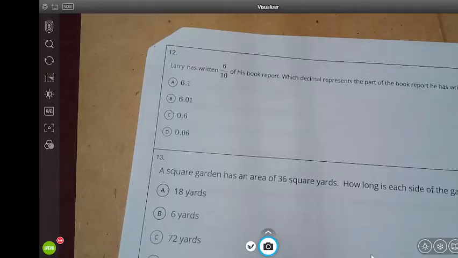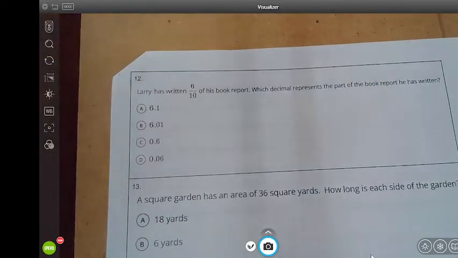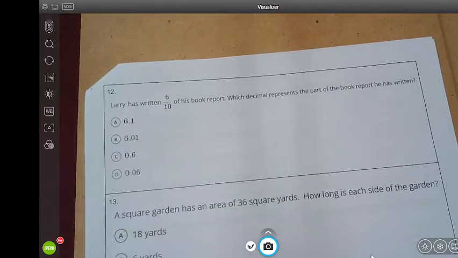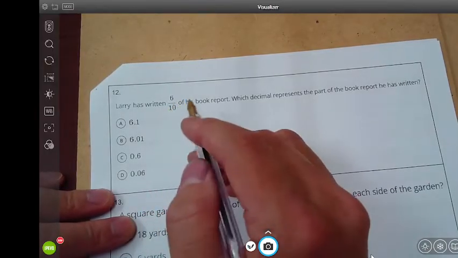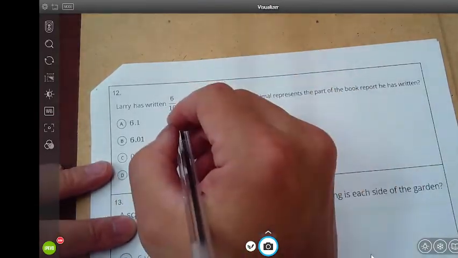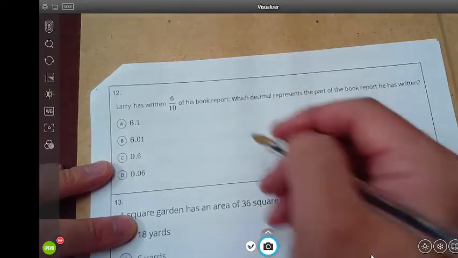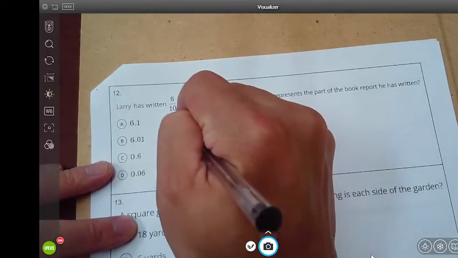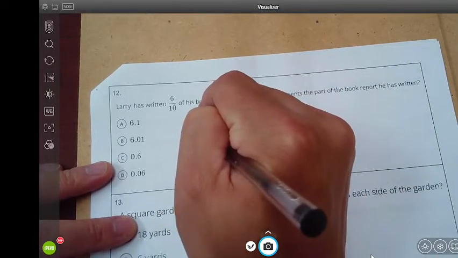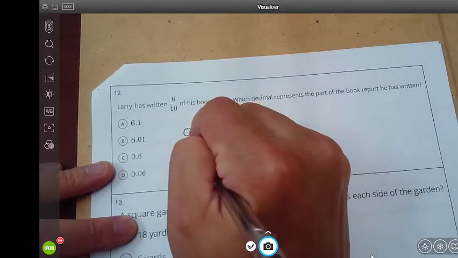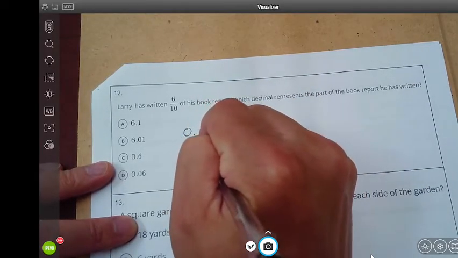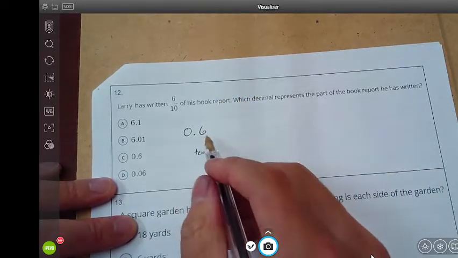All right, number 12. Larry has written 6/10 of his book report. Which decimal represents the part of the book report he has written? 6 over 10, we just want one place after the decimal point. So that'd be 0.6. There's one place after the decimal. This place here is the tenths. So 6/10 is 0.6.